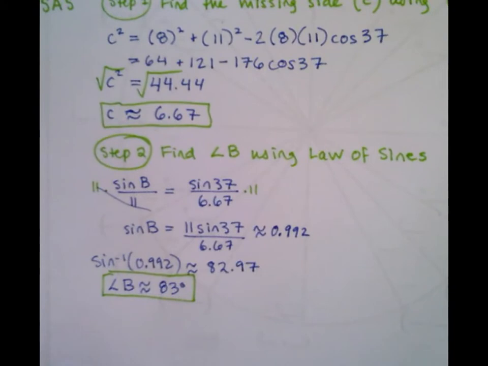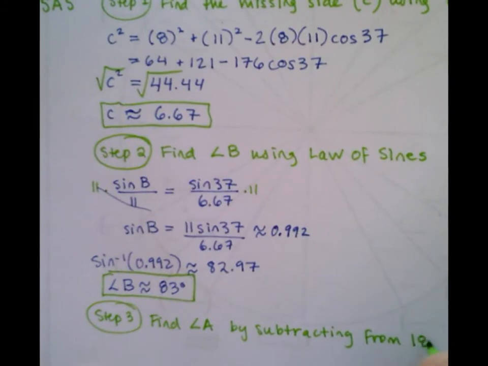So now, if we think about what we have and what we still need to find, the only thing we have not yet found is angle A. And this last step will be the easiest. So we're going to find angle A by subtracting from 180, right? As soon as you know two angles of a triangle, you can get the third.